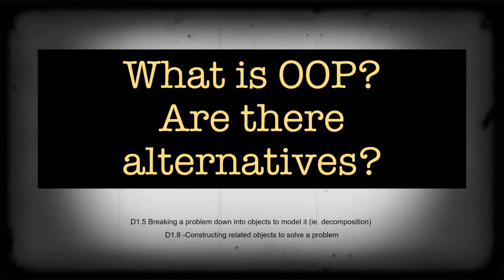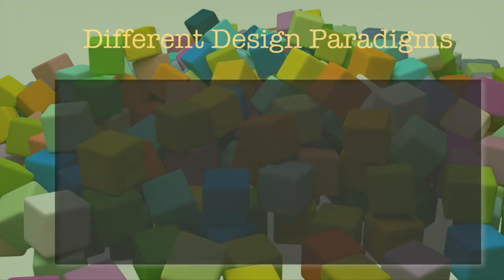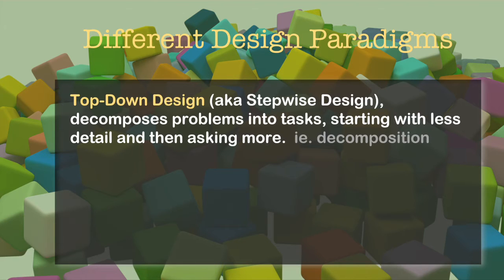So what's OOP and what are the alternatives? Years ago, probably more than 20 years ago, people used stepwise design, also known as top-down design, much more frequently than OOP. It was just being invented. OOP handles complexity very well, which we'll find out in a minute. Top-down design is a very good process, but it's usually for smaller teams.